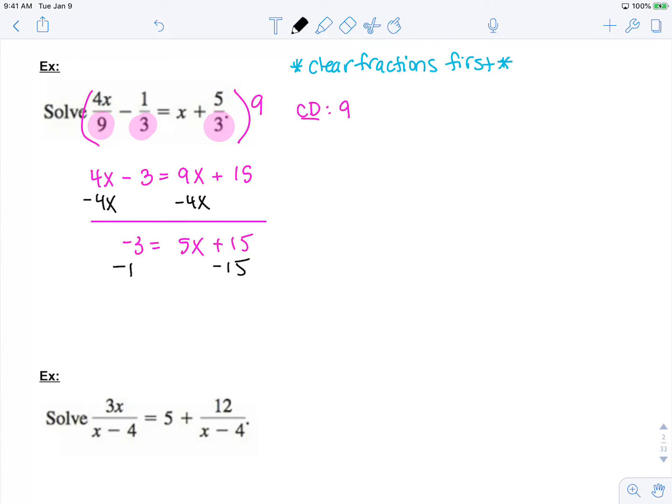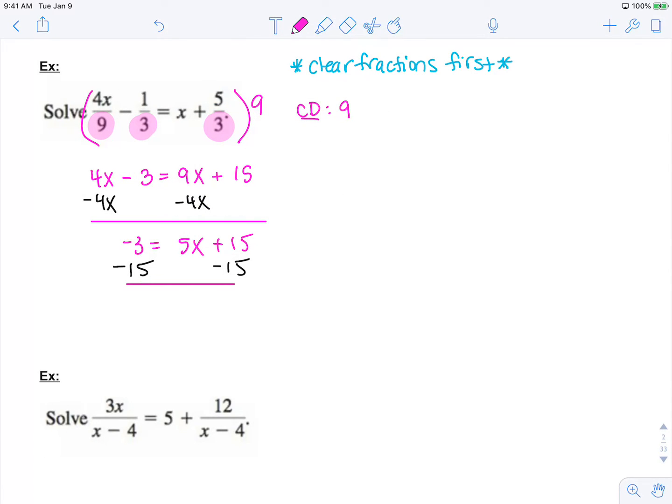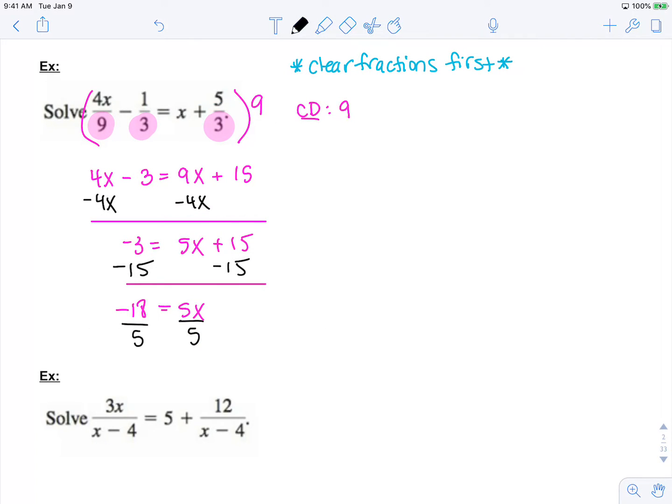Now subtract 15 from both sides. Negative 18 equals 5x. And then my final step is to divide by 5. Now it is okay to have fraction answers as long as they are simplified.